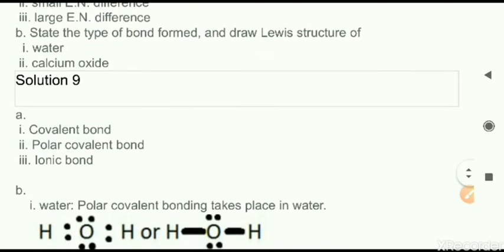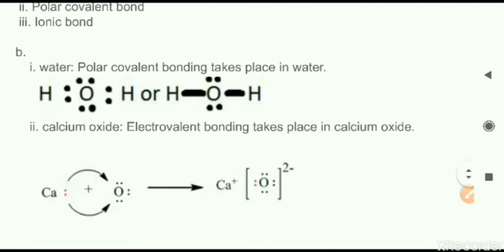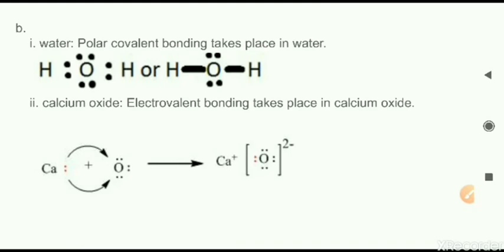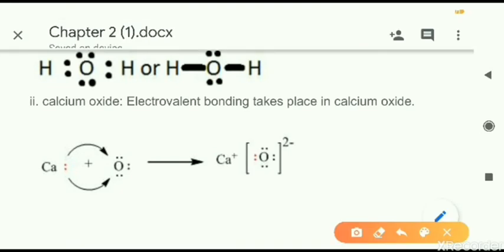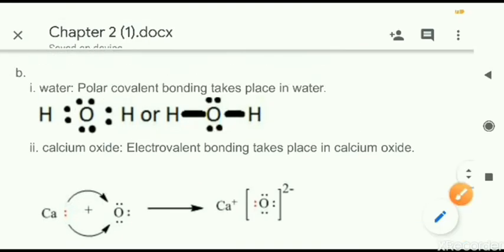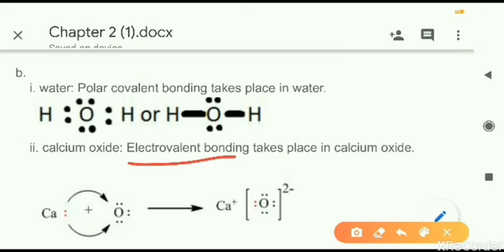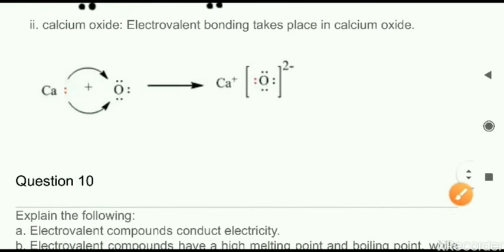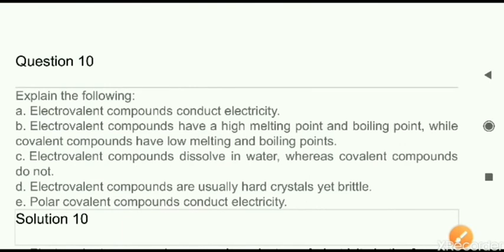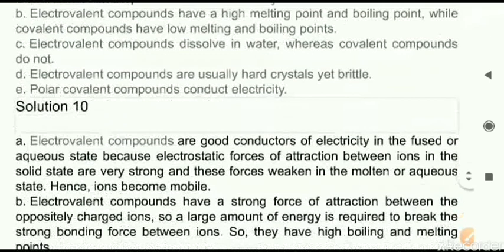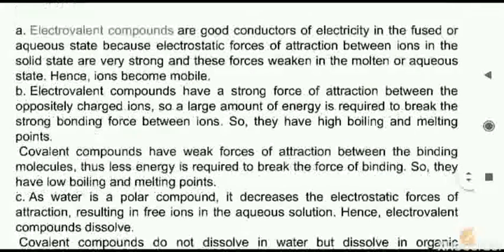Next, state the type of bond and draw the Lewis structure of water and calcium oxide. In the case of water, water has a polar covalent bond and the structure is shown here. Next one, calcium oxide. Calcium oxide has electrovalent or ionic bonding. So you have to write both types of bonding, and then draw the dot structure. Here we have question number 10. All these physical properties are given and they have asked for the proper reason to explain these. All I have explained already in the table of properties.